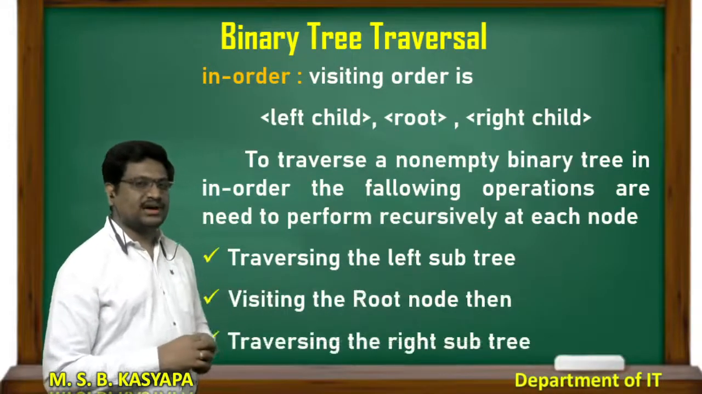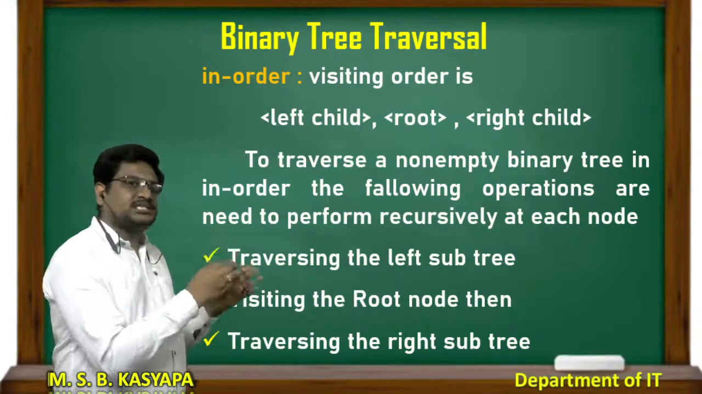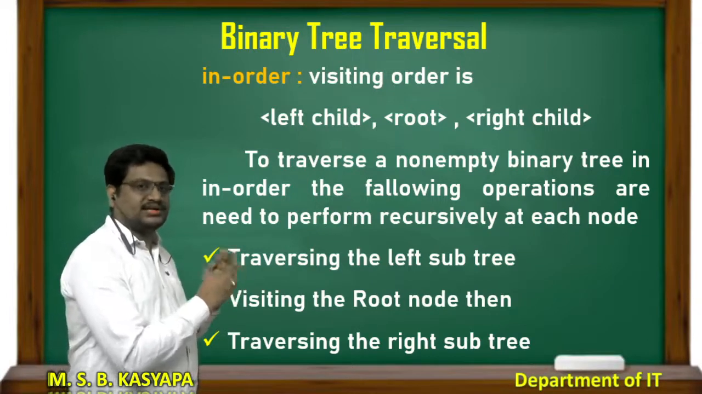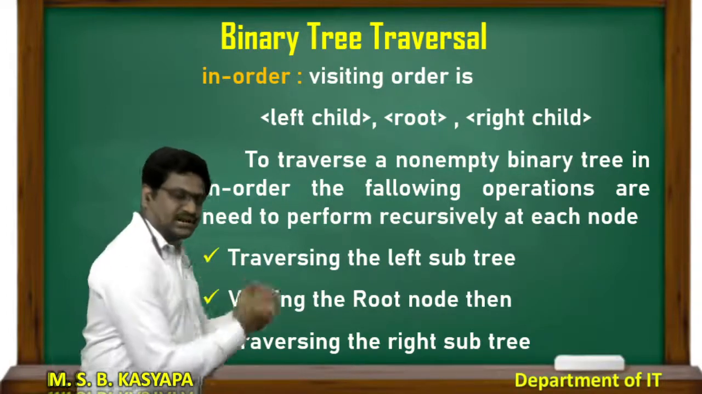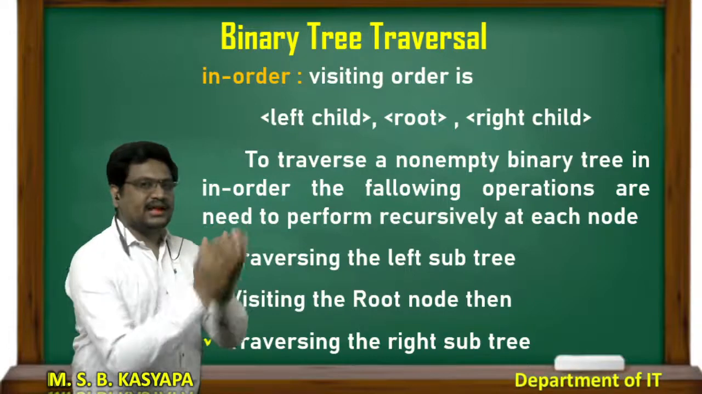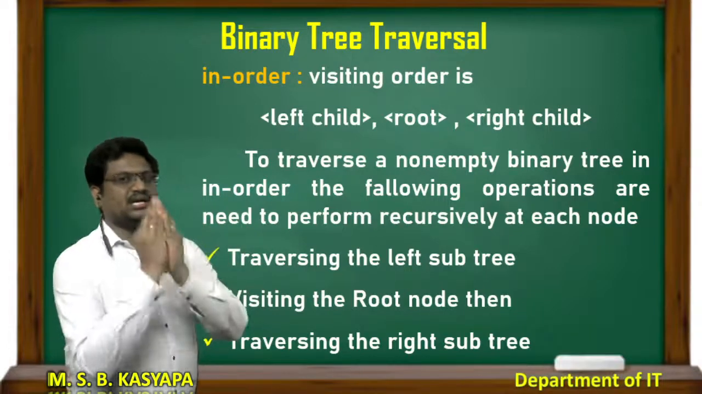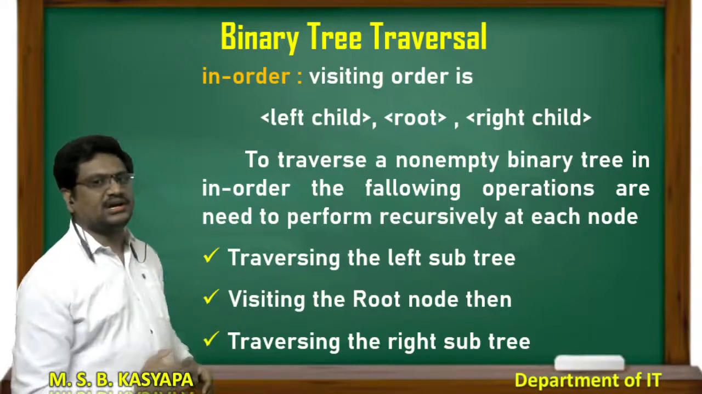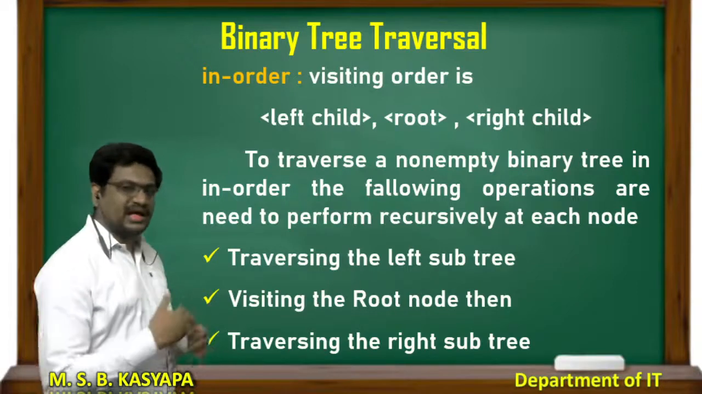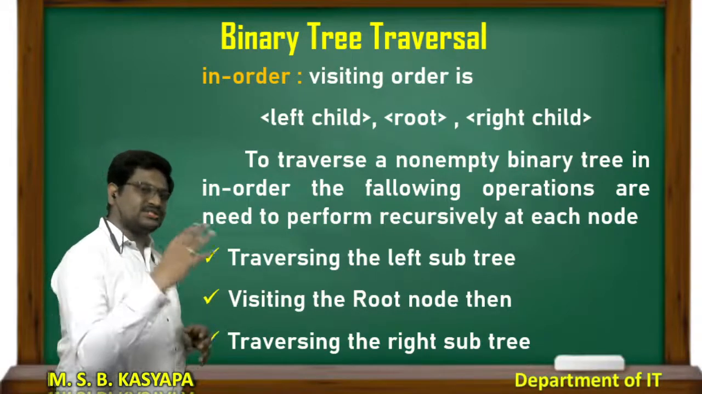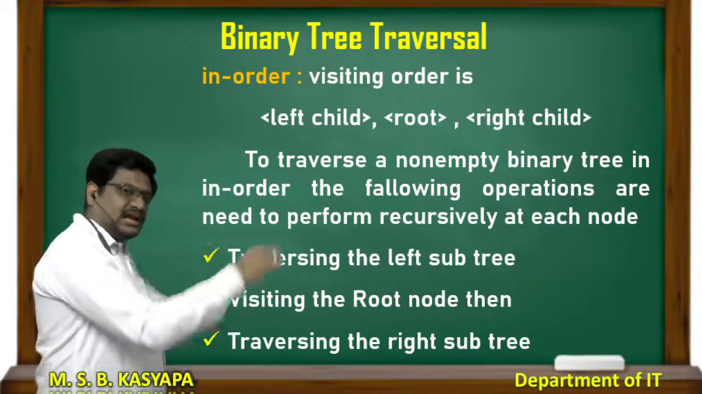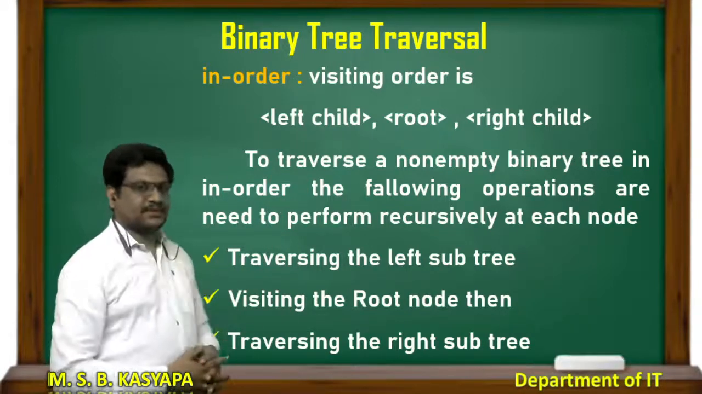In in-order traversal, where we are using the root node, first I will discuss the left subtree. Then after I will visit the root node. Then after I will visit the right subtree. So recursively I have to do that. So instead of first visiting the root node, first I have to visit the leftmost value.